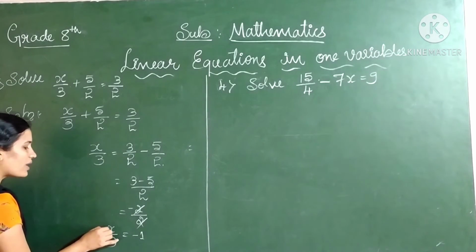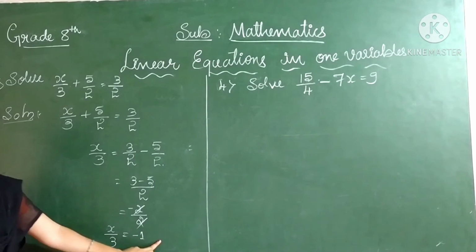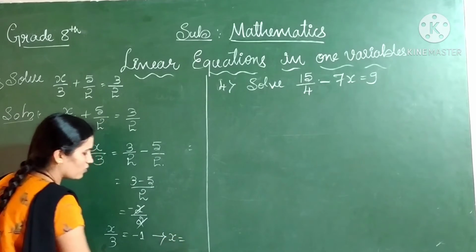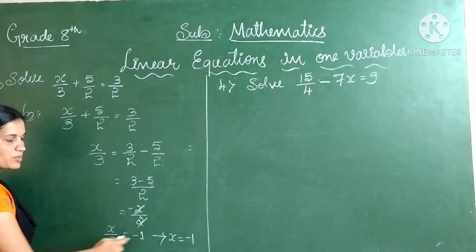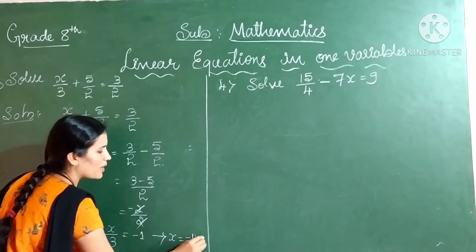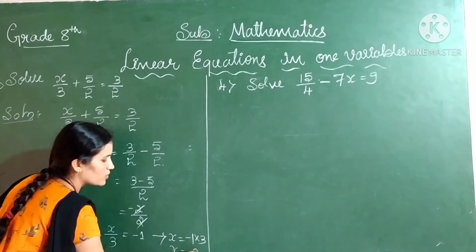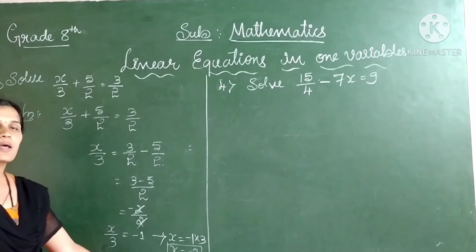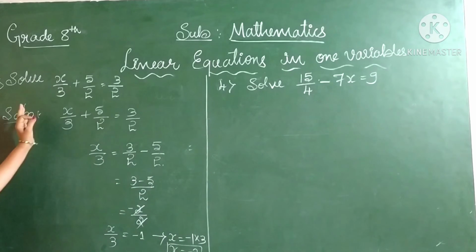We need only the value of x. Here it is x divided by 3. If we transfer this 3 to RHS, what does it become? Yes, my dears, you are right. It leads to x is equal to minus 1 into 3. If we transfer divided by 3 to the right hand side, it will become multiplied by 3. Therefore, x is equal to minus 3. What is the value of x here? The value of x is minus 3. Okay? Yes, once again, I will explain it. Go through the video again.